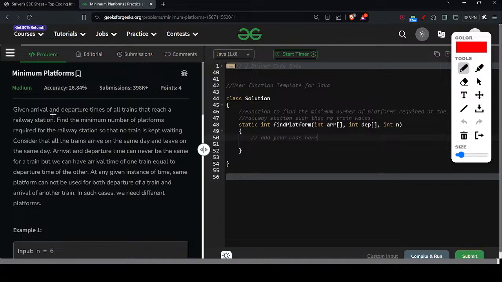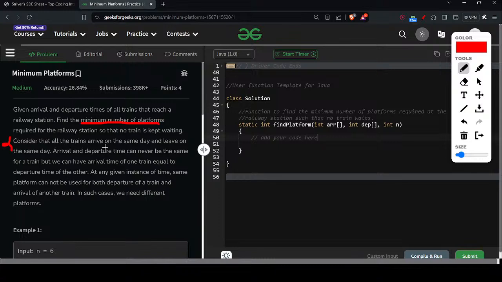We are given the arrival time and departure time of all trains that reach a railway station. Find the minimum number of platforms required for the railway station so that no train is kept waiting. Consider all the trains arrive on the same day and leave on the same day, so arrival and departure times are for the same day.